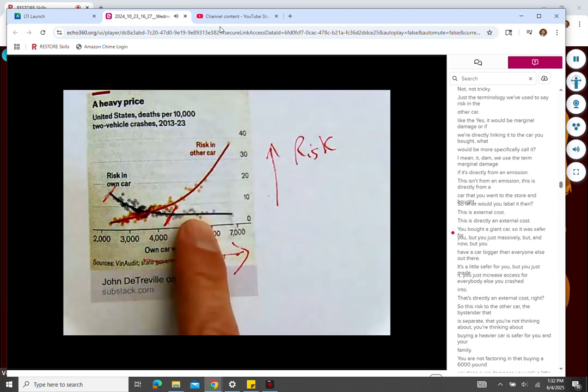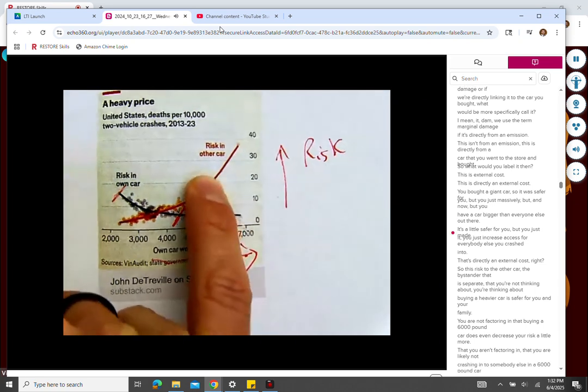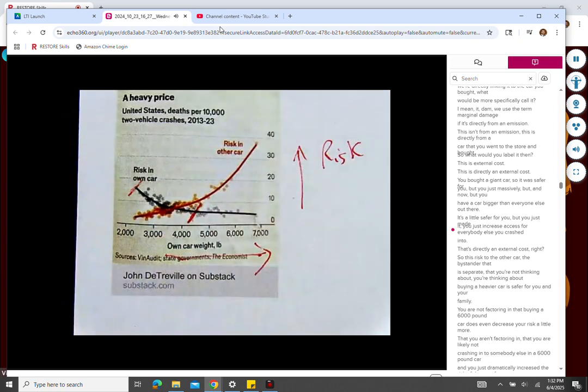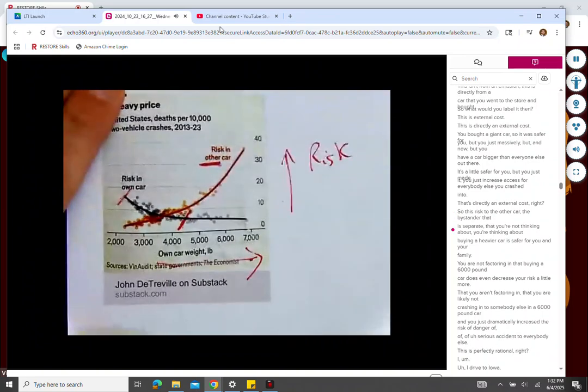You bought a giant car so it was safer for you, but you have a car bigger than everyone else out there. It's a little safer for you, but you just increased accidents for everybody else you crashed into. That's directly an external cost, right? So this risk to the other car, the bystander, that is separate, that you're not thinking about.